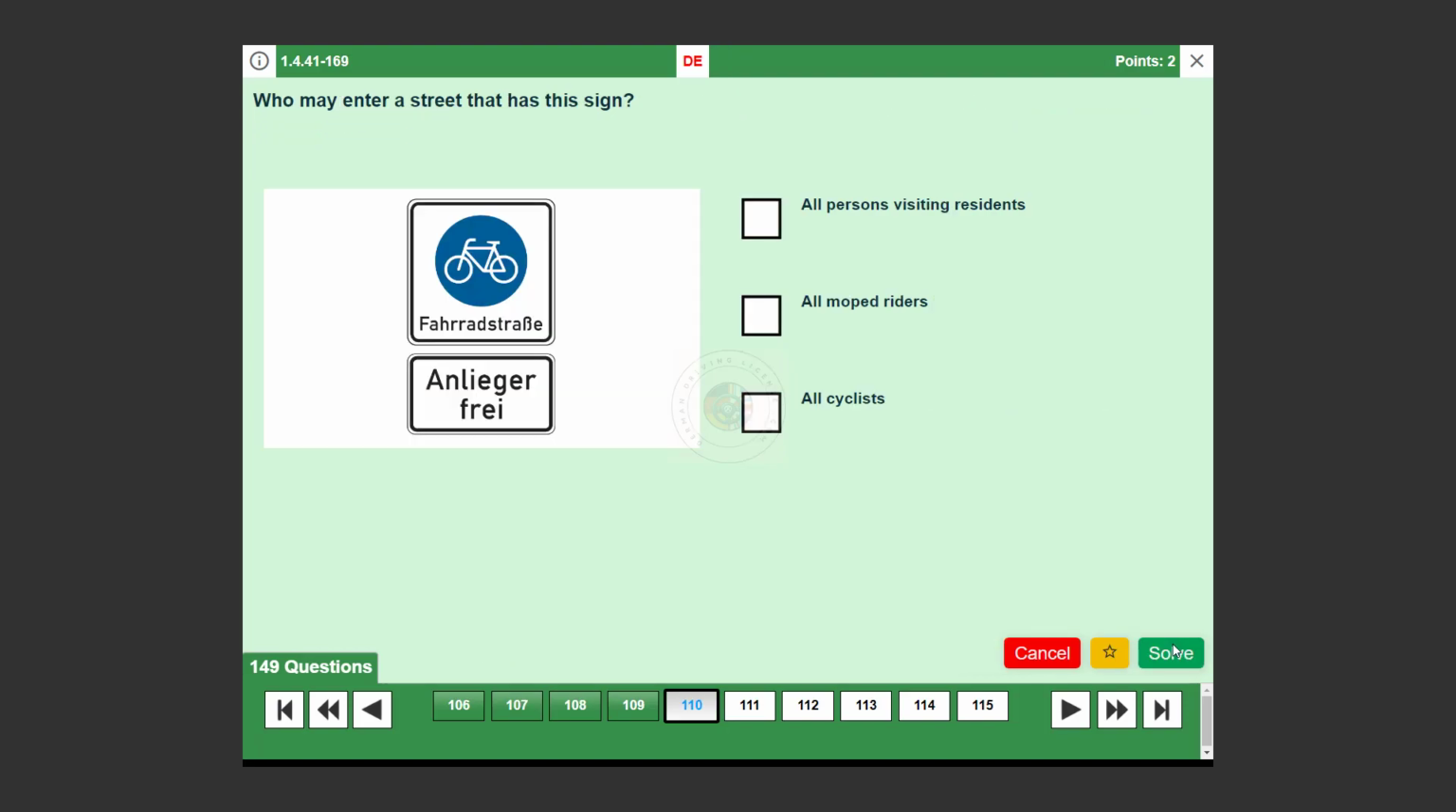Question number 110. Who may enter a street that has this sign? All moped riders. False. Moped riders are not allowed as mopeds are not considered bicycle traffic. All cyclists. True. Cyclists are permitted as the sign specifically indicates a bicycle street. All persons visiting residents. True. Visitors of residence have legitimate access to the street as per the sign.